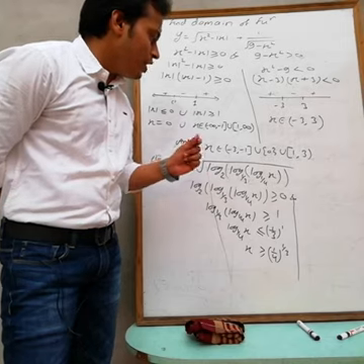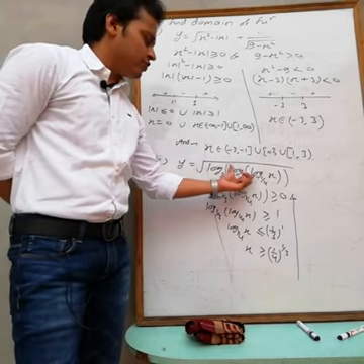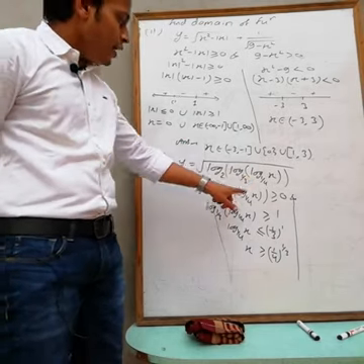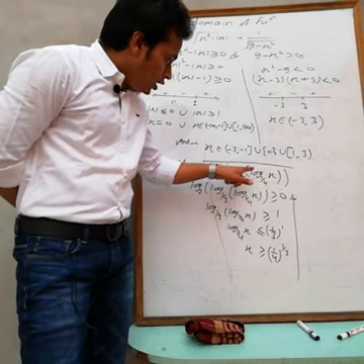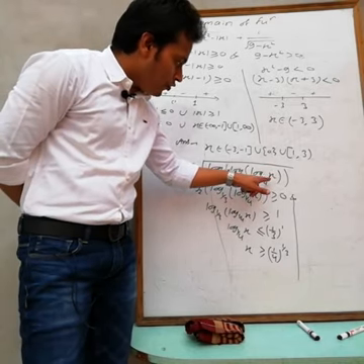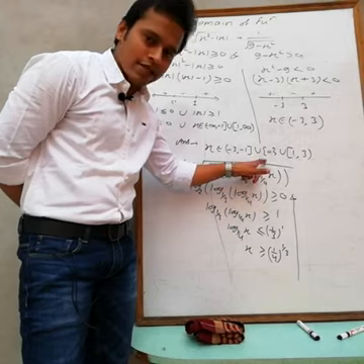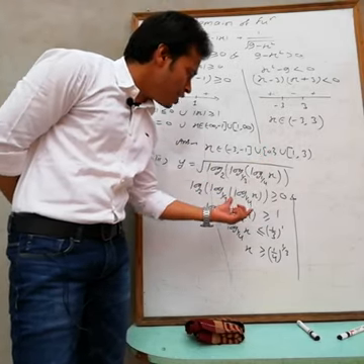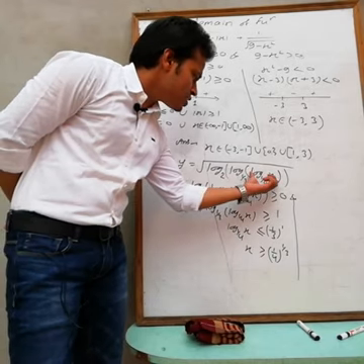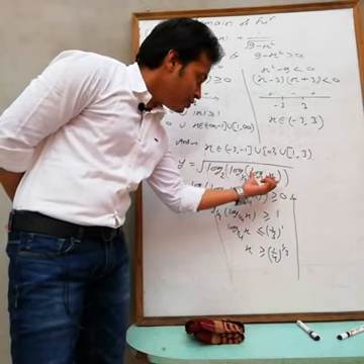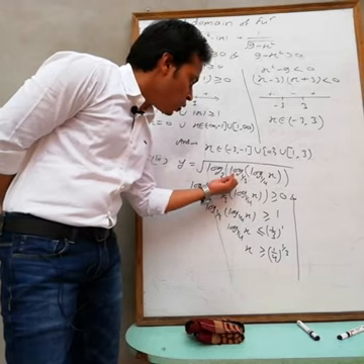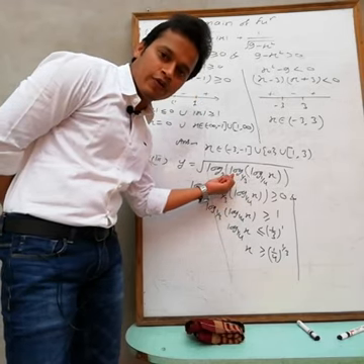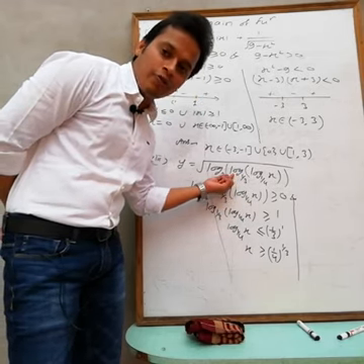Logarithm is only defined for positive values. It means this one must be positive. Also, we know that for this log base 1 by 4 of x, you can't take x as negative. And you can't take any value of x such that this one becomes negative, because if this one is negative, then this logarithm is not defined. Log is only defined for positive values.